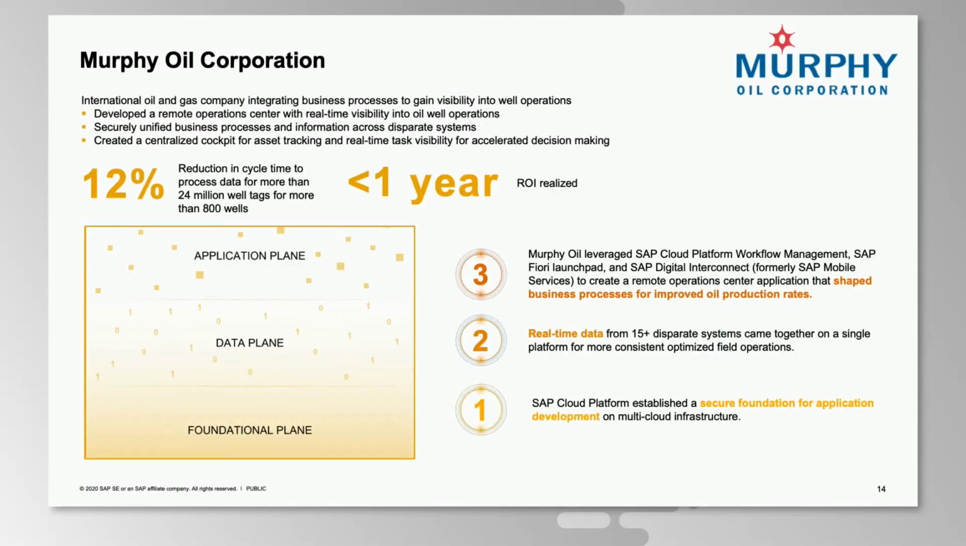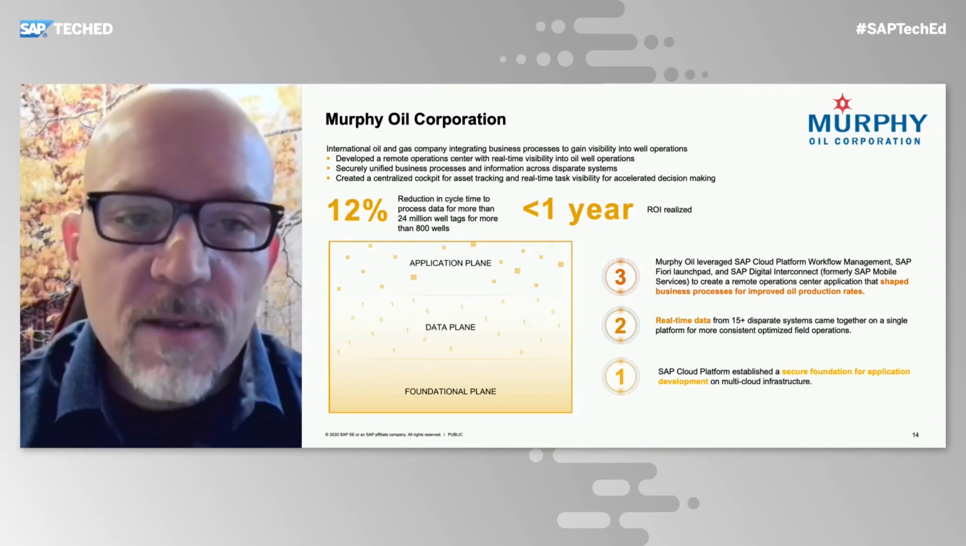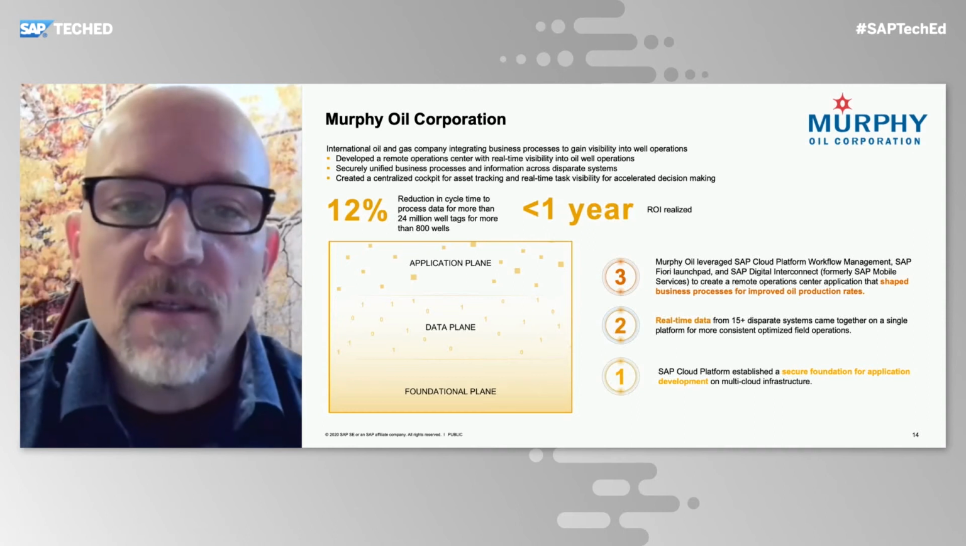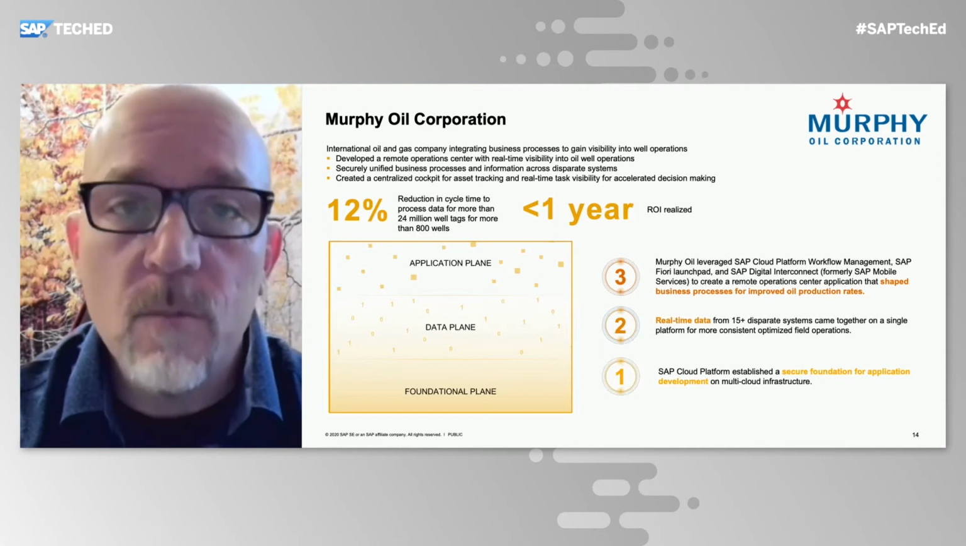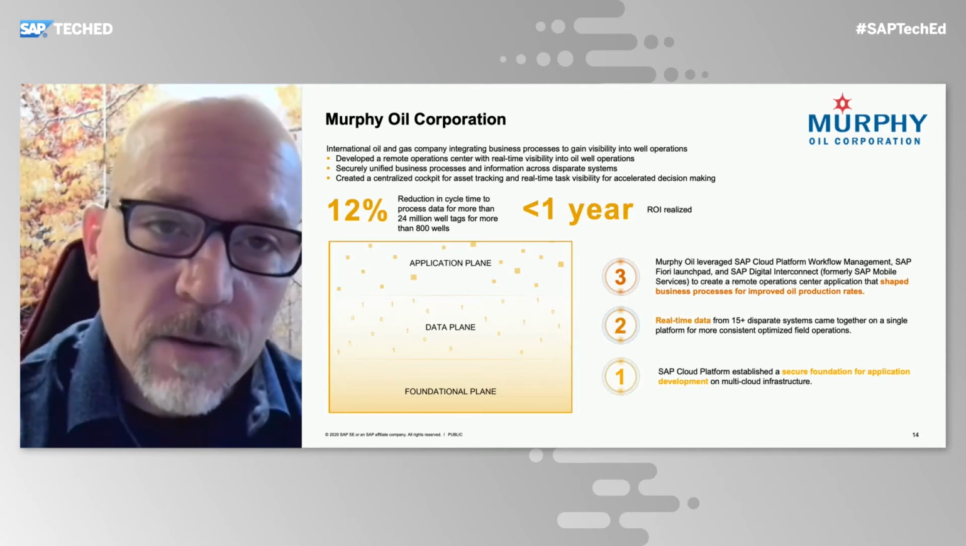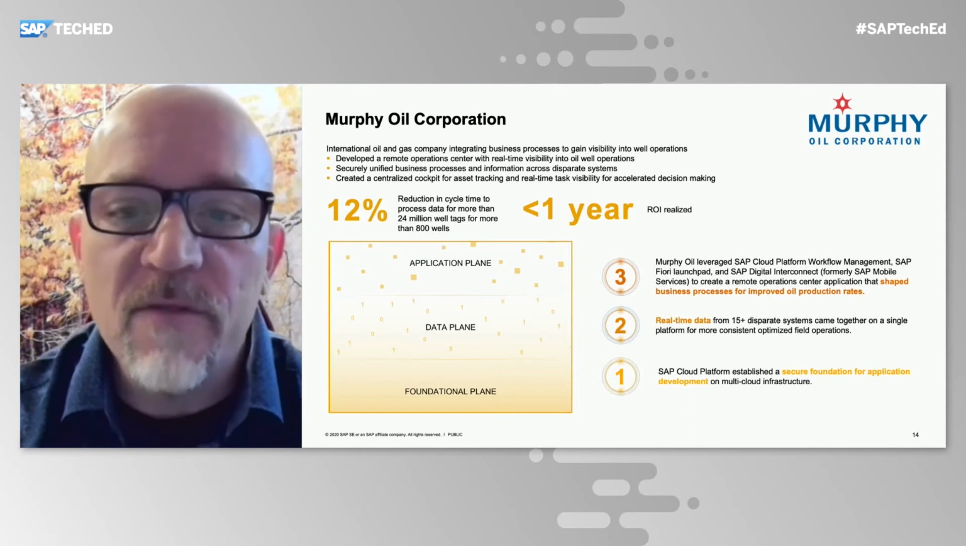Okay, with that, I think you see the value of the simplicity of usage of the application plane and the low-code environment and the ability to include Qualtrics in the experience management process. And I just wanted to highlight at this point one of our customer success stories around using the business technology platform. Murphy Oil Corporation saw a 12% reduction in their cycle time to process data from more than 24 million well tags from more than 800 wells, and it took them less than a year to experience their return on the investment for this.